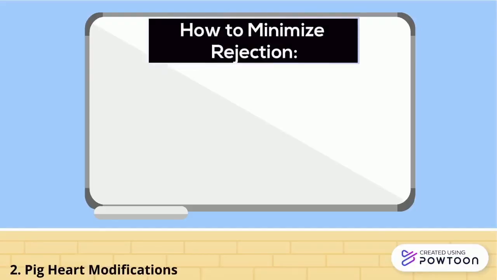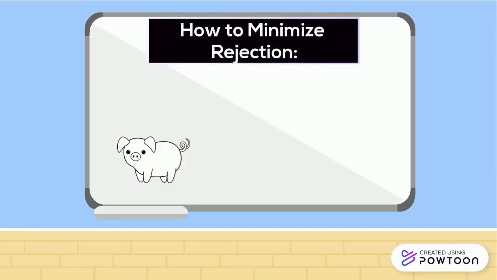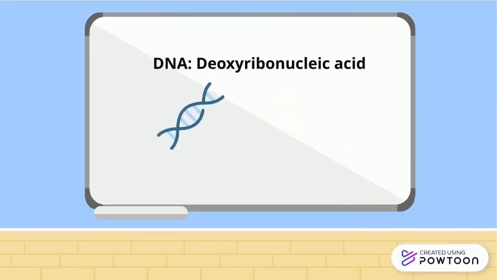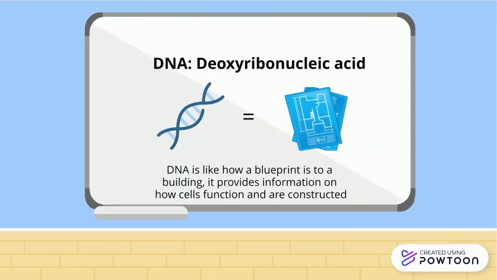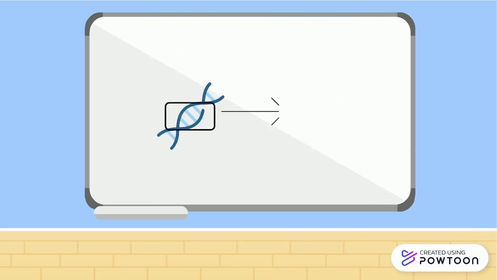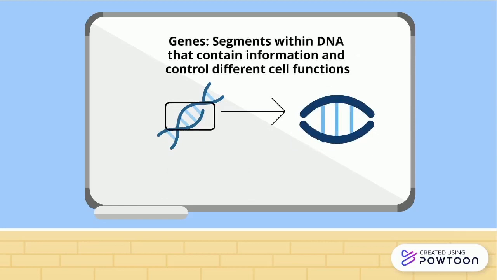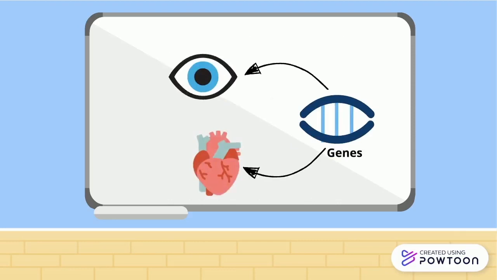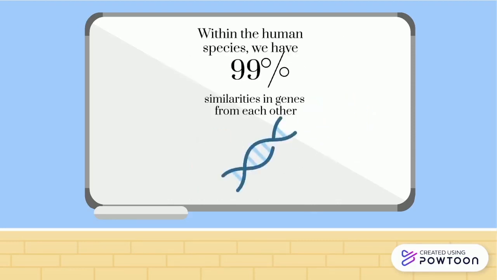The best strategy to minimize the risk of rejection during the pig-to-human heart transplant was to genetically modify the pig heart to be as closely replicated to the human heart as possible, and this was achieved through modifying the pig's DNA. DNA is known as the blueprint of life, as it provides cells with the information needed to function and display traits that make each individual unique. Genes are the various sections of DNA that control different functions and characteristics of human cells. Everything from eye color to heart function is influenced by the genes we possess. Although each individual's DNA is unique, there are significant similarities in genes for those part of the same species.